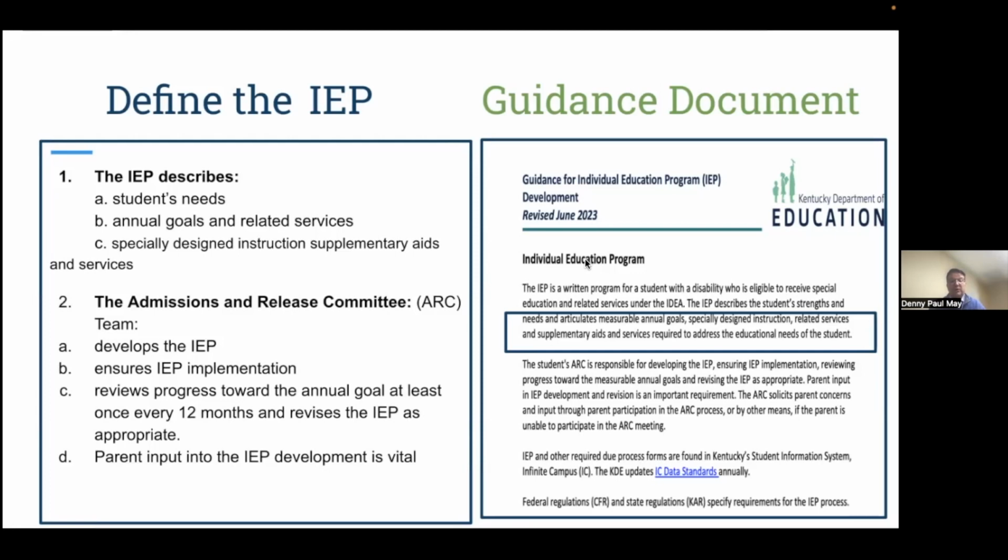I want to make sure we understand that just because you have 15 IEPs doesn't mean you're just going to have 15 meetings this year. And if you're doing it the correct way, you should be addressing those little blips on the screen when those behaviors occur. And then, the other things the ARC does is they review progress toward the annual goals at least once, it says, every 12 months, and revises the IEP as appropriate.